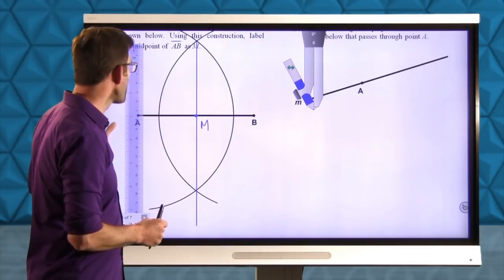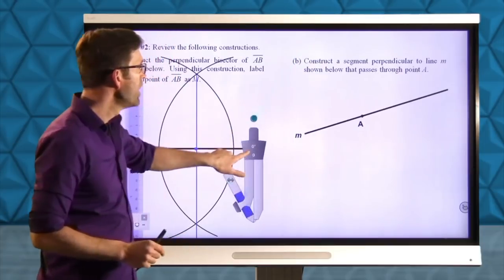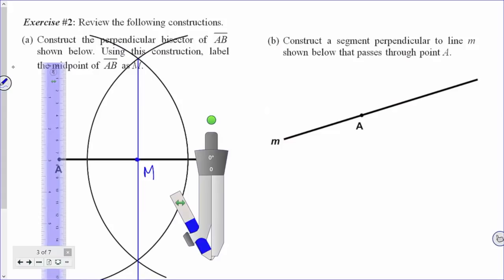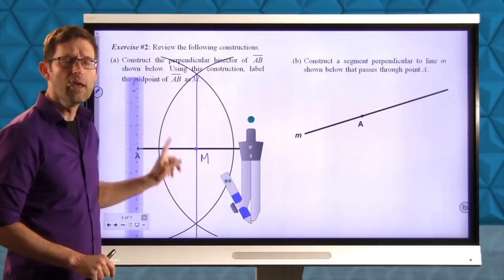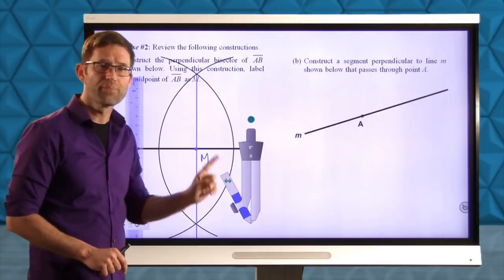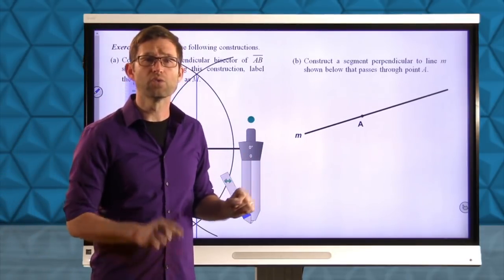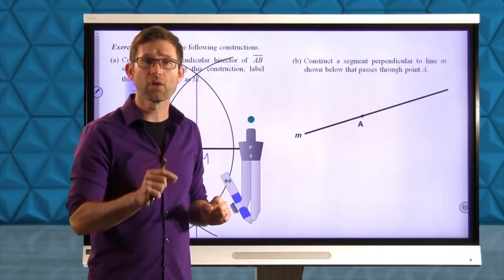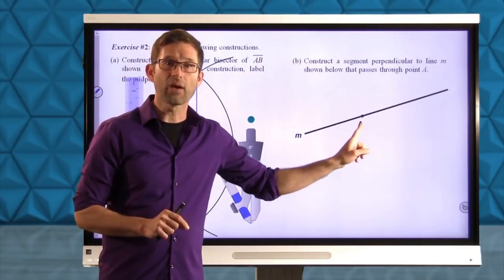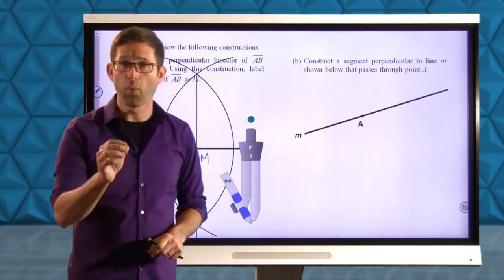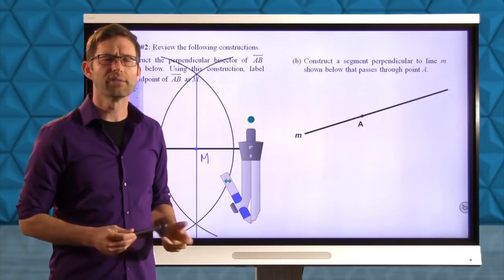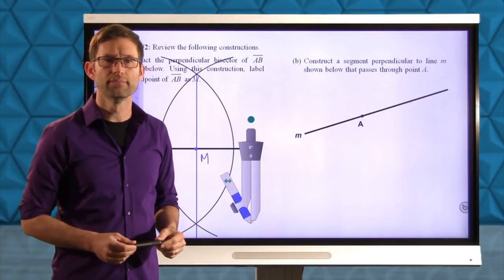Let's take a look though at a more complicated construction in letter B. Letter B says, construct a segment perpendicular to line M shown below that passes through point A. So obviously, in the first construction, we constructed a line that was perpendicular to this line, but it specifically went through the midpoint M. In the case of letter B, what we want is to construct a perpendicular line to M that is guaranteed to pass through A. This is a construction we haven't done nearly as much as this one, but we have done it before. Pause the video now and see if you can remember how to do this, and then we'll review it.